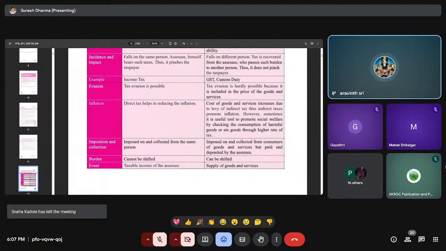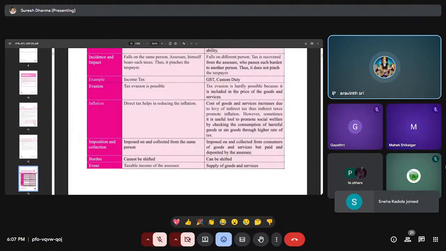Then we move to imposition and collection. Imposed and collected from the same person. Yes, I already told that. Imposed and collected from the consumer of goods and services, but paid and deposited by the assessee. I collect the GST rate from my customer and I deposit it to the government. Burden can be shifted. So we see the taxable income and the supply of goods and services. I earn the income, the government taxes the income, and I pay on the supply of goods and services, which means GST. We have already seen that.